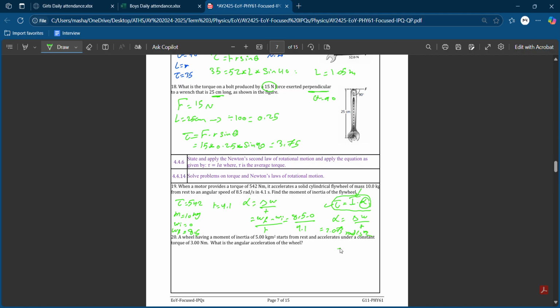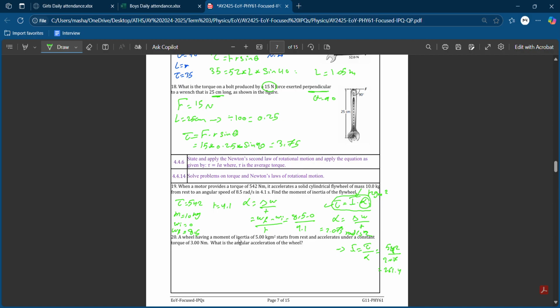Let's go to find I, which is torque over acceleration. Torque 542 over 2.07. So the answer will be 261.4. Don't forget, the unit for the inertia is kilogram meter squared.